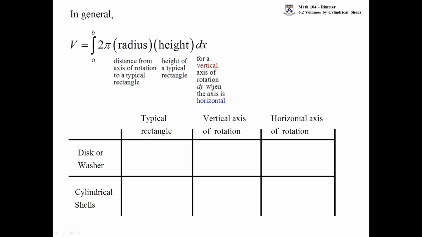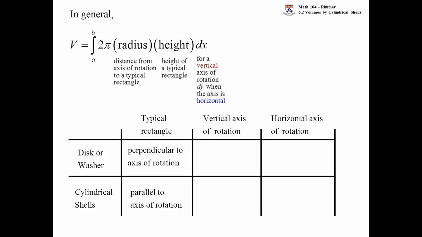This chart below will help us keep the methods separate. In every problem now, when trying to decide between disk, washer, or shell, I want you to start by drawing a typical rectangle. They're drawn differently for disk or washer versus shell. For disk or washer, when you draw your typical rectangle, they end up being perpendicular to the axis of rotation. While for shell, when you draw your typical rectangle, it must be parallel to the axis of rotation. Okay, let's take a look.